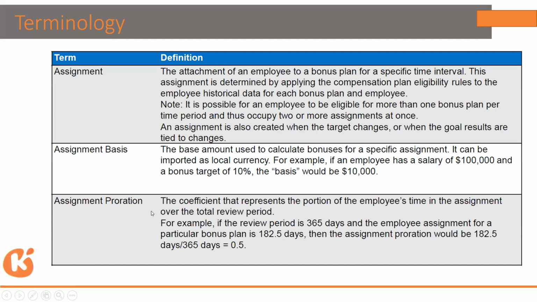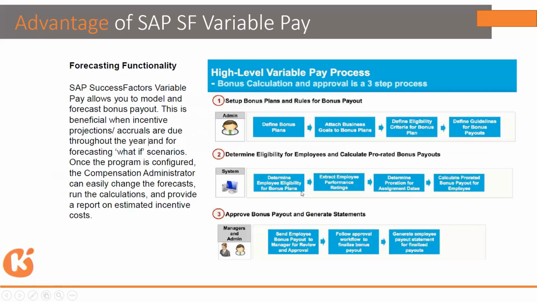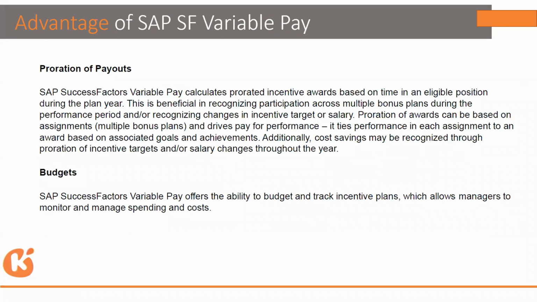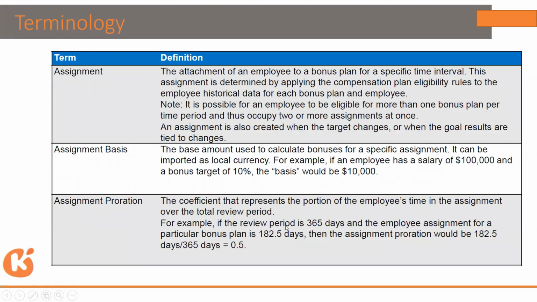Then assignment proration. Proration we have already discussed. You can see this proration which is coming here, right? If it is 1 year, it is 1 year. If a person has not completed 1 year, it's just a date. If a person has joined in the month of March, obviously this will prorate, right? So here you can see the person has completed 182 days, so then it is actually prorating.